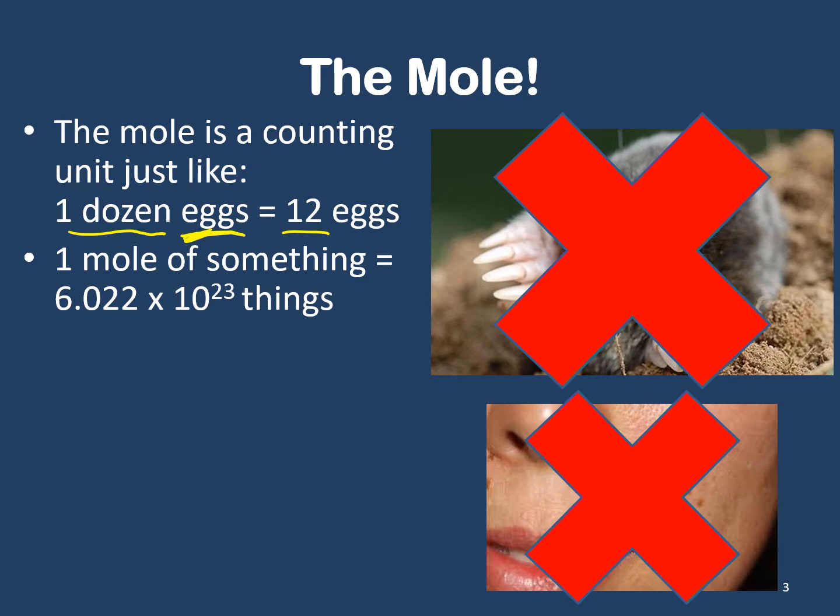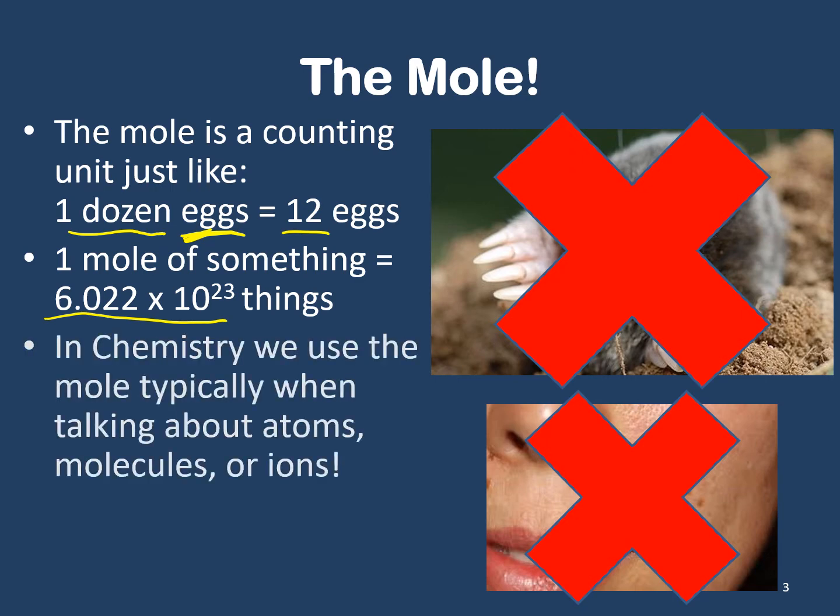Now, that's a big number. You need to memorize this number because I will not be providing it on tests in the class. All right. Now, if I have a mole of shoes, that means I have 6.022 times 10 to the 23 shoes. This is an obscenely large number.